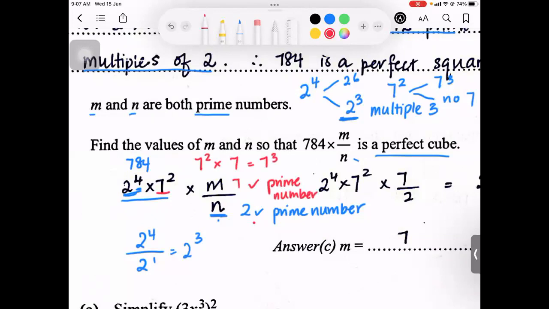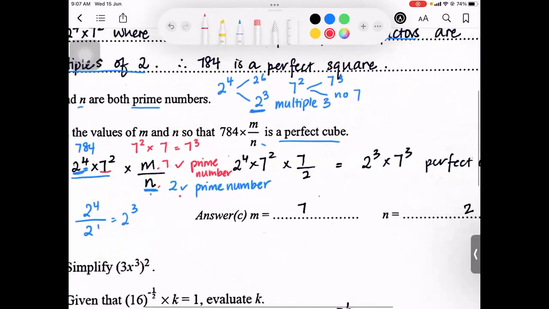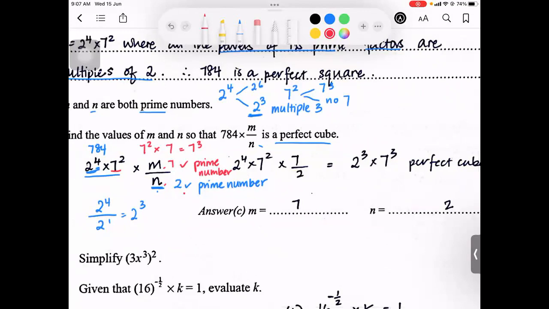And in this case, this number here, 7, is a prime number. So it satisfies both conditions. I have made it become a perfect cube if I multiply by 7 and then divide by 2. So this one will be a perfect cube, and both the numbers are prime numbers. So in this case, n is equal to 7, n is equal to 2.